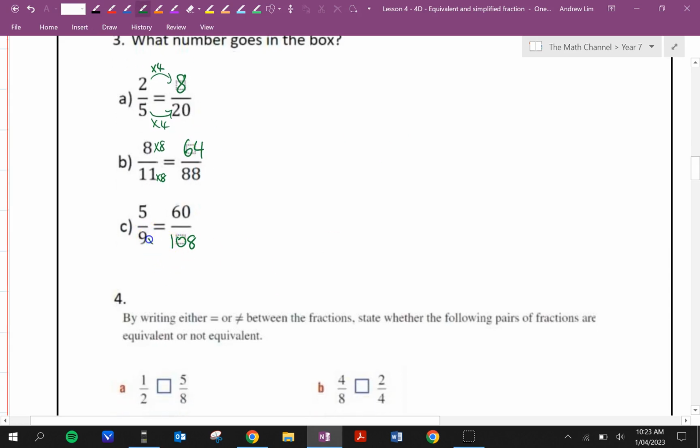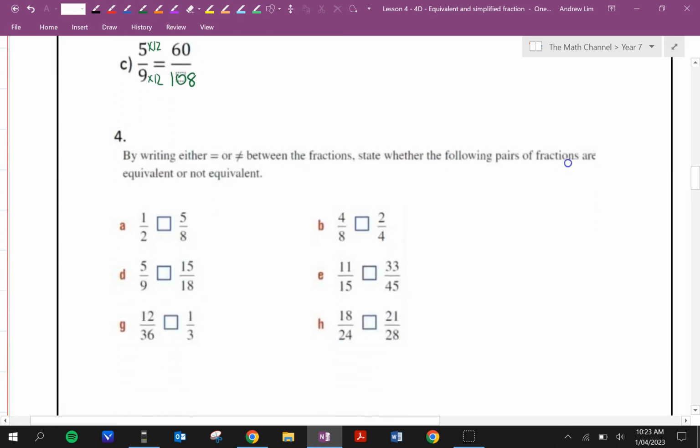Question C, 5 times 12 will give us a 60. Therefore, we need to times the bottom by 12 as well to give us 108. Alright.